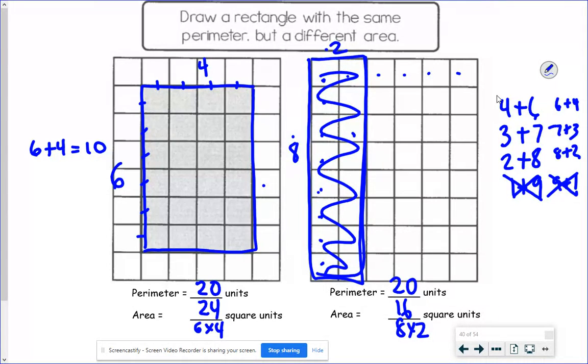Comparing shape A to shape B, what would we say about the area? Area of shape A compared to the area of shape B. 24 compared to 16. That area is greater. The amount of space in this shape is greater than the amount of space in that shape.